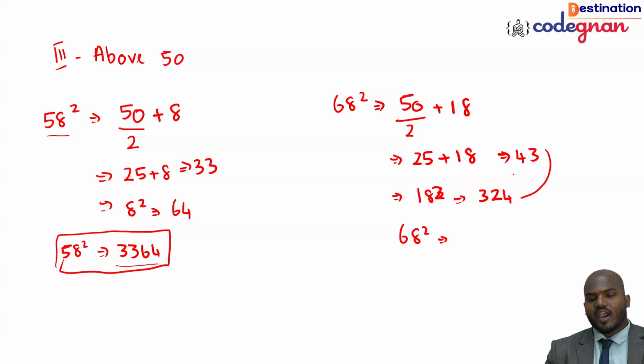It would be a 5-digit number, but the square of a 2-digit number should give only a 4-digit value. If you write 4, 3, 3, 2, 4, that's wrong. You need to merge the 3 of the 324 with the 43, which combines into the last one. That gives 4624. 4624 is the final answer to this question.